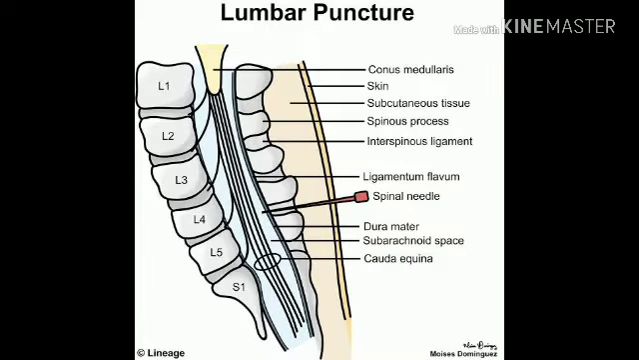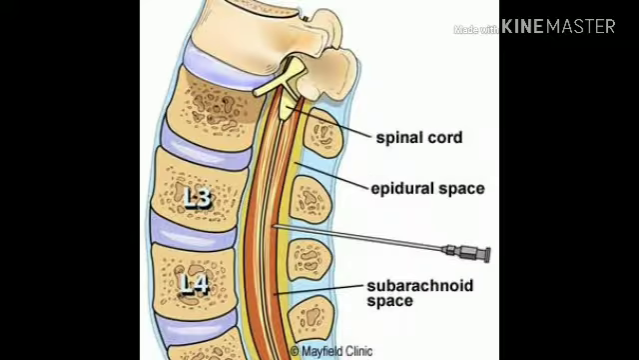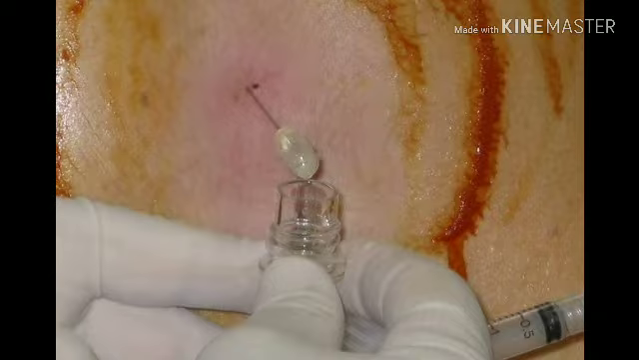Lumbar puncture is otherwise known as spinal tap. It is a medical procedure in which a needle is inserted into the spinal canal, most commonly to collect the cerebrospinal fluid for diagnosis of cerebrospinal fluid disorders and also central nervous system disorders. Examples of central nervous system disorders are meningitis and subarachnoid hemorrhage.